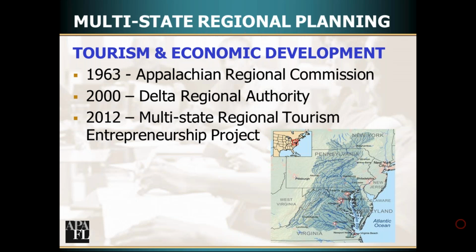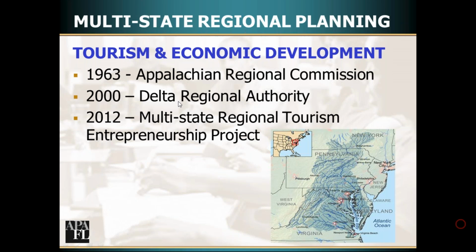Another multi-state planning effort is for tourism and economic development. Three examples real quick, starting with the Appalachian Regional Commission. This shows these areas here. For tourism and economic development, they've gotten together and have an agreement on how to deal with issues that come up there. There's another one in the Delta. Where do you think that is?